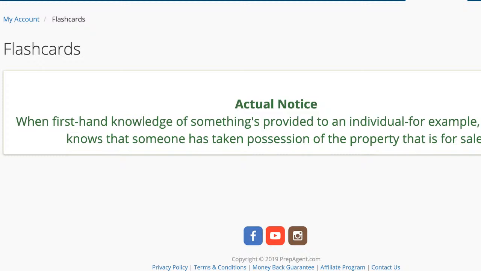Constructive notice is more like you're not directly telling somebody, but any reasonable person should be able to find out. So if something's recorded or filed away and you have access to those documents, then you should know as well. That's constructive notice.